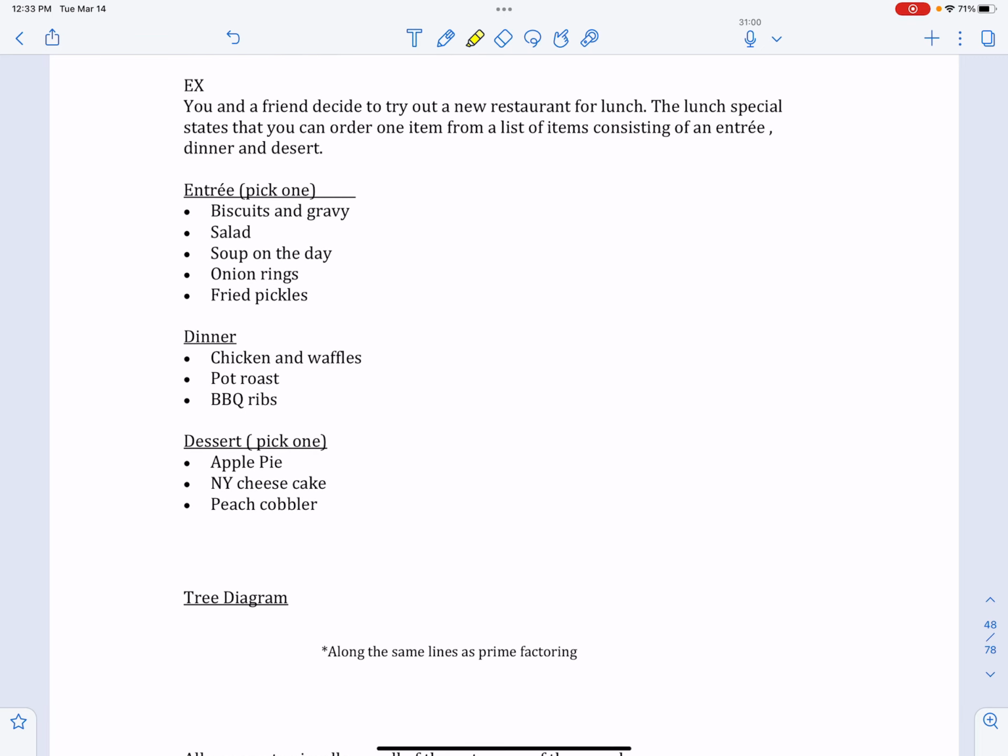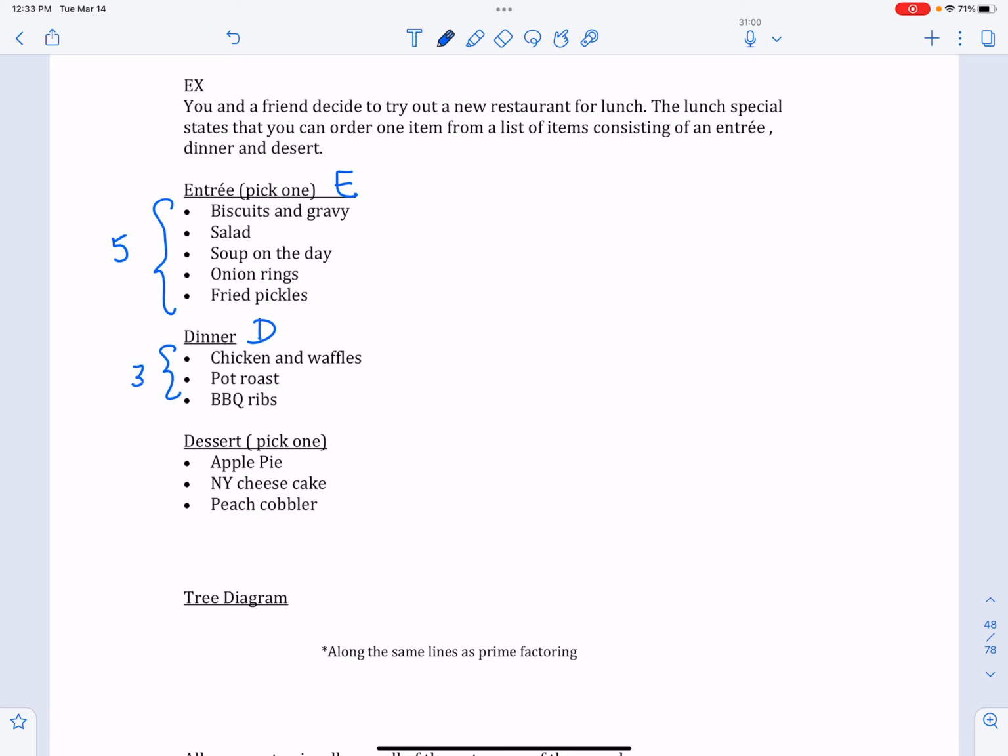Let's say you and a friend decide to try out a new restaurant for lunch. The lunch special states that you can order one item from a list of items consisting of an entree, a dinner, and a dessert. So first of all, entree, and I'm going to call this E, there are 5 different options. We have biscuits and gravy, salad, soup of the day, onion rings, or fried pickles. All right, so I'm going to put a little note that for the entrees, there are 5 options. For dinner, you have your choice of chicken and waffles, pot roast, or barbecued ribs. So there are 3 options for dinner, which I'm going to call D.